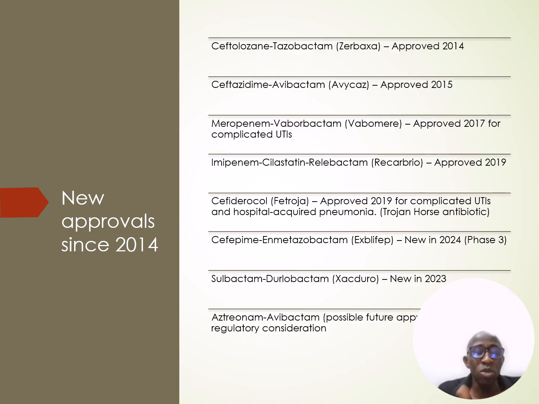So look at what we have mentioned before, exactly what I've listed right here for you. We have ceftolozane-tazobactam, Zerbaxa, 2014; ceftazidime-avibactam, Avycaz, 2015; meropenem-vaborbactam, Vabomere, 2017; imipenem-cilastatin-relebactam, Recarbrio, 2019. Then cefiderocol, the Trojan horse antibiotic, approved in 2019. Sulbactam-durlobactam, Xacduro, 2023. Cefepime-taniborbactam is still new and in phase 3 trial. And then aztreonam-avibactam is the last we discussed, where approval is still being considered. It will come in very soon, if it passes everything, in the US I'm talking about, but in some other regions approval has been granted.